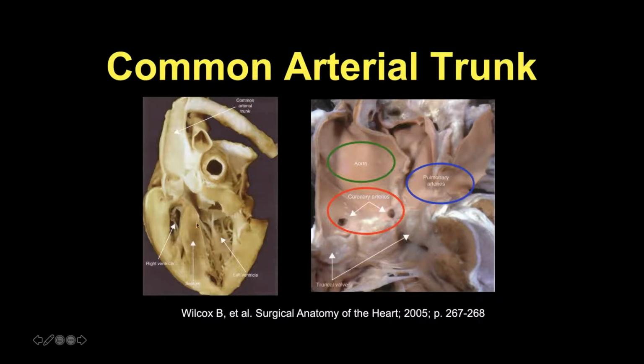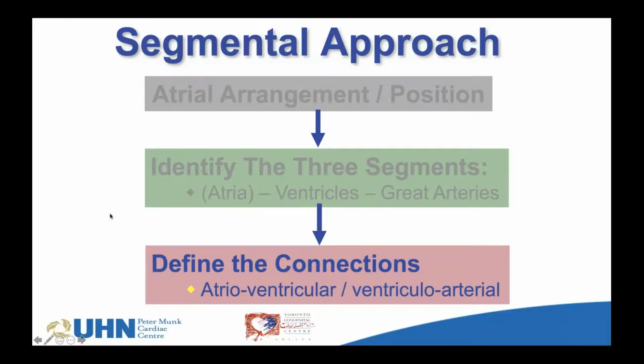So that's an example, an anatomic specimen. You see here the subtruncal ventricular septal defect. Remember how I call it? It's a subtruncal, not a subaortic, ventricular septal defect with a truncal valve and the common arterial trunk, which then gives rise to the coronary arteries, to the aorta and the pulmonary arteries.